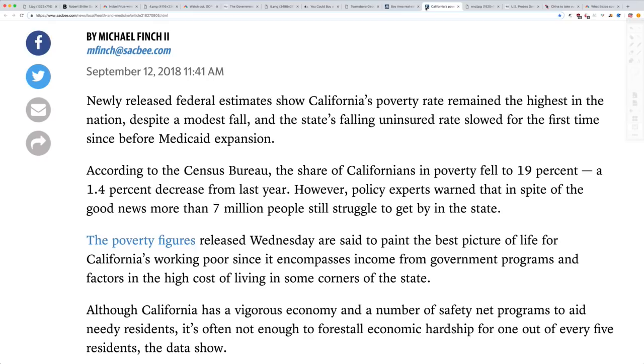The share of Californians in poverty fell to 19%, a 1.4% decrease from last year. However, policy experts warned that in spite of the good news, more than 7 million people still struggle to get by in the state. And I think a lot of people have left the state of California in this situation, and they're going to places that are more affordable. I think that's a lot of what has happened here. There's more in this article.